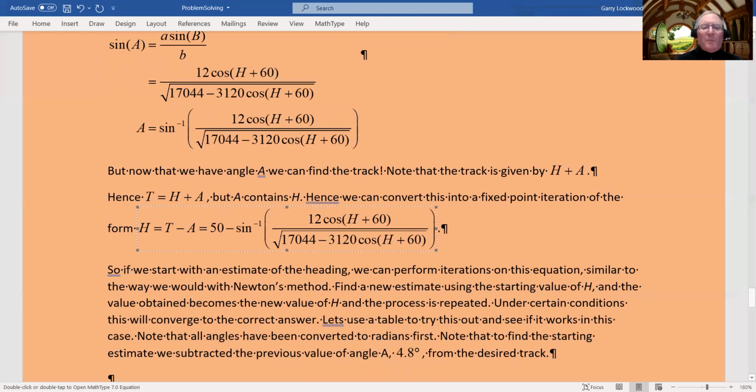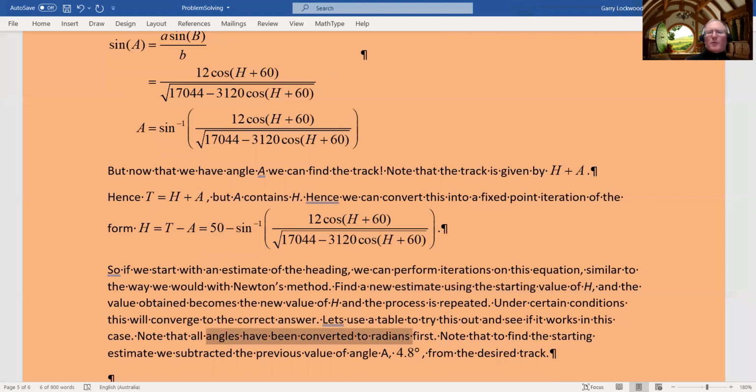And so, yeah, a very common method that works in a similar way is Newton's method. So we find a new estimate using the starting value of H. So we start with the value of H, we put that in here, and you say, aha, H is equal to this. Well, which is it? Is it the first one or the last one? It's actually both, just at different times. We start off with the first value, we calculate a new value, that's our new H. We put that into the formula on the right-hand side, we calculate that, that's the next H, and so on. I'm going to use a table to try this out. All our angles have been converted to radians first.